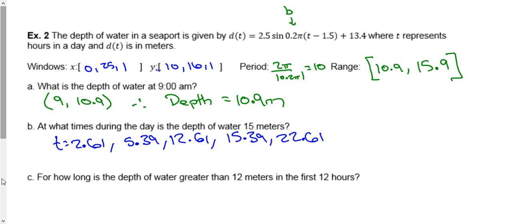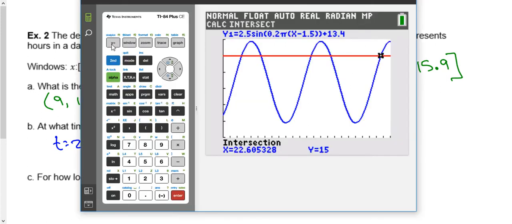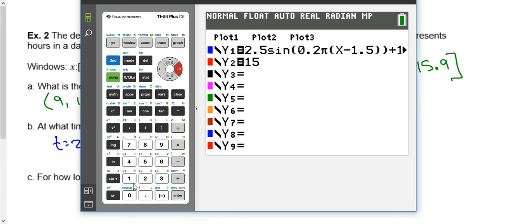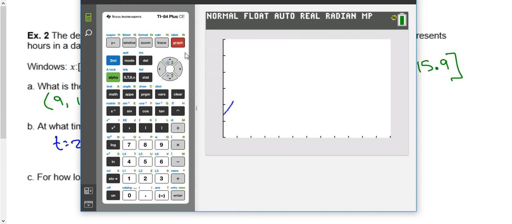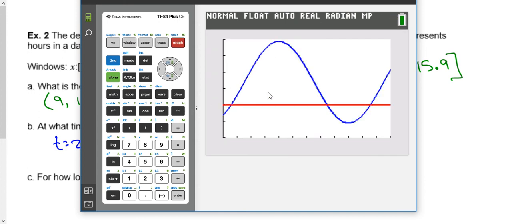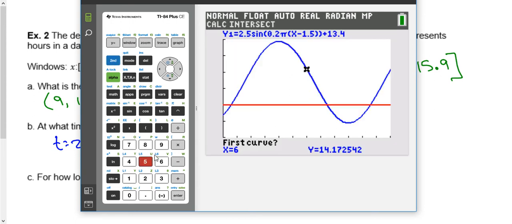Okay. For part C here, we have how long is the depth of the water greater than 12 meters in the first 12 hours. So we want to set up our Y2 instead of 15 this time. We're setting it at 12. And if you want to change your window setting because it wants to see it in the first 12 hours, so my X max, just 12 there. Hit graph and let's see what we get. So we got something like this. So I'm looking for 3 answers because we crossed 3 times. So second trace option 5 there.